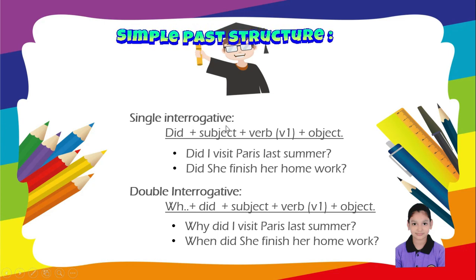Single interrogative. Did plus subject plus verb first form plus object. Did I visit Paris last summer? Did she finish her homework? WH family plus did plus subject plus verb first form plus object. When did she finish her homework?